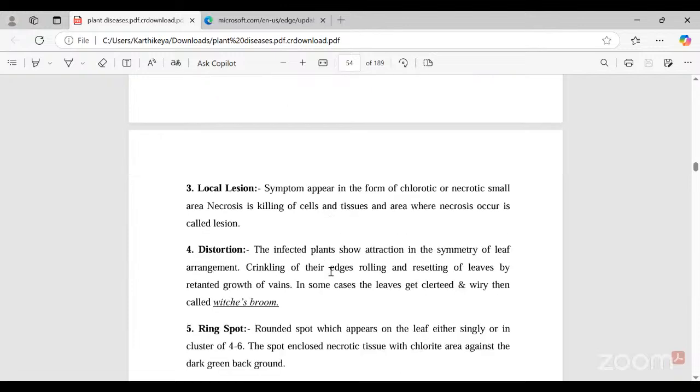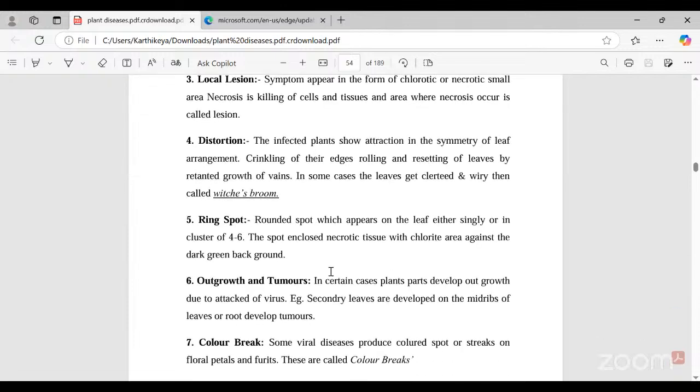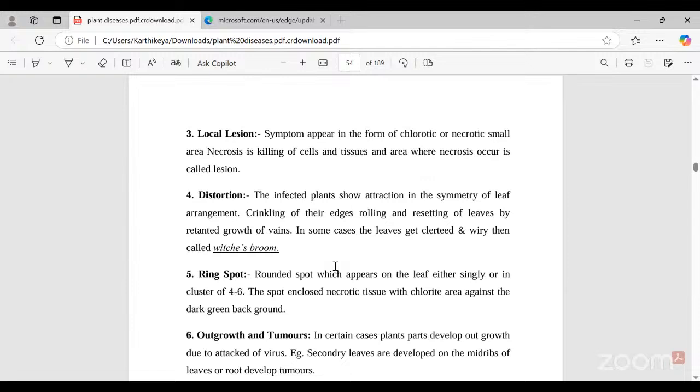Chlorosis. Next one, local lesion. The symptoms appear in the form of small chlorotic or necrotic areas. Necrosis is the killing of cells and tissues.